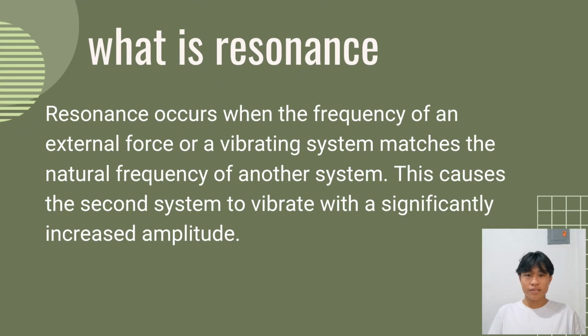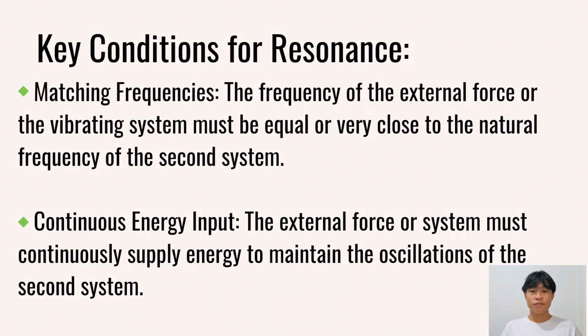So, what is resonance? Resonance occurs when the frequency of an external force or vibrating system matches the natural frequency of another system. This causes the second system to vibrate with a significantly increased amplitude. The key conditions for resonance. So first, matching frequencies. The frequency of the external force or vibrating system must be equal or very close to the natural frequency of the second system. Continuous energy input. The external force or system must continuously supply energy to maintain the oscillations of the second system.